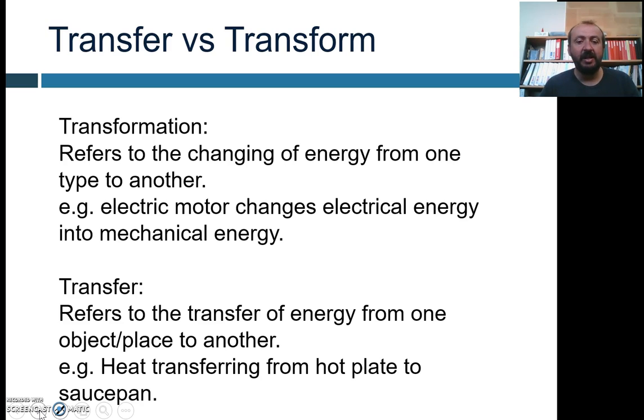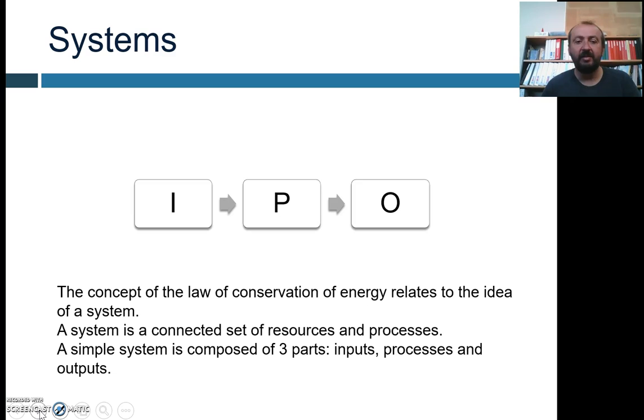Now, some is lost, but we've got to be careful when we use the word lost. But we'll talk about that when we get to efficiency a bit later. Now, transfer refers to the transfer of energy from one object or place to another. That's like heat transferring from a hot plate to a saucepan. It still is heat energy in both cases, but it's gone from one object to another via heat conduction.